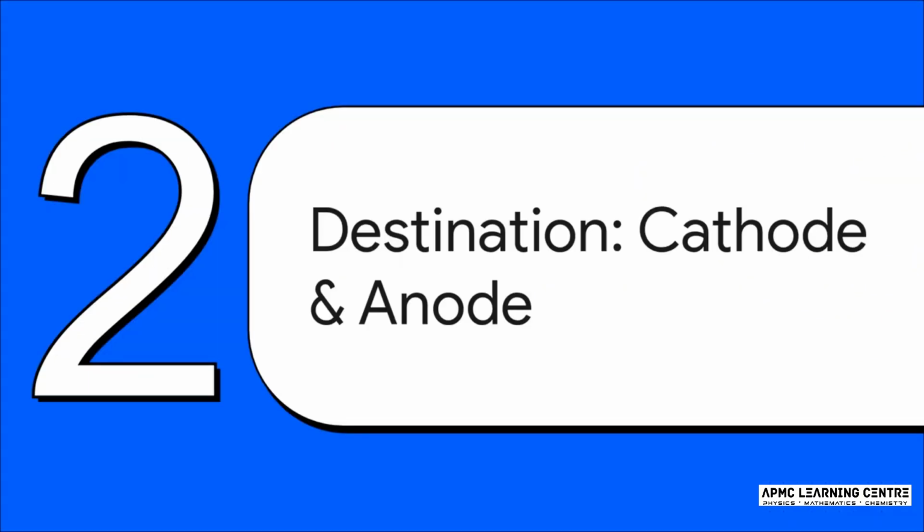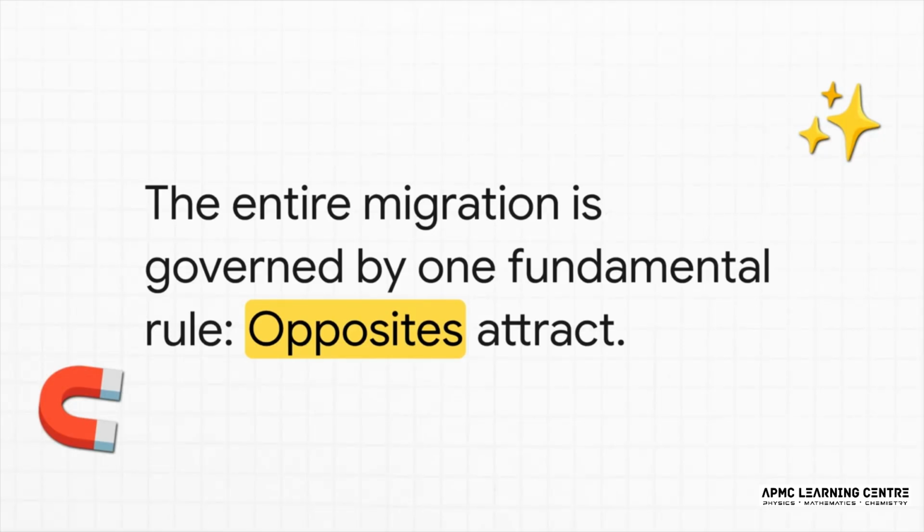Okay, so every journey needs a destination, right? Inside our electrolytic cell, that power supply we talked about creates two oppositely charged terminals. These are the destinations for our ions. We call them the cathode and the anode. And you know what? The entire migration, the whole reason this process even works, comes down to one of the most basic rules in all of science. Opposites attract. That is the one and only rule our ions need to follow.